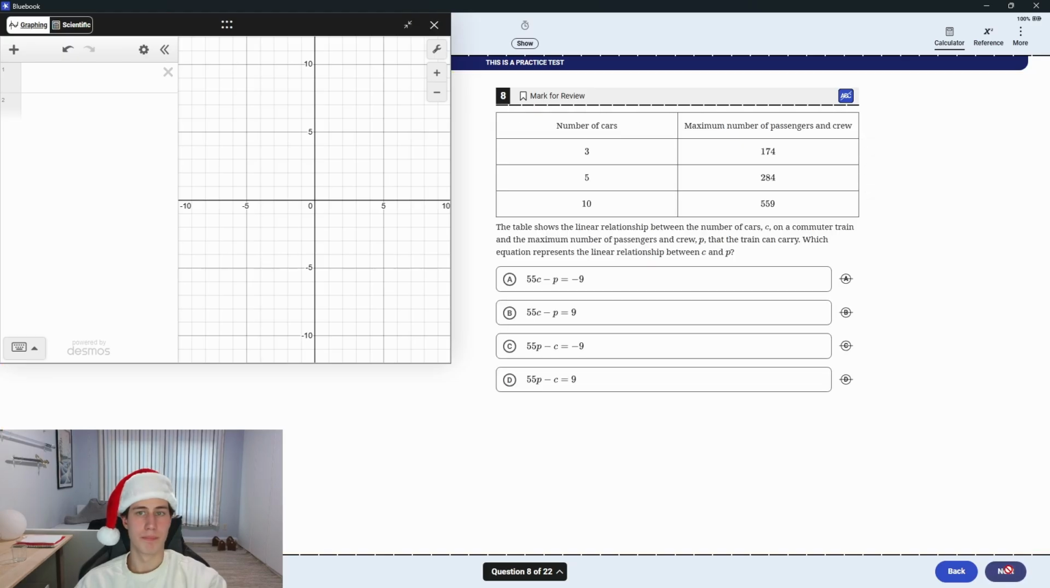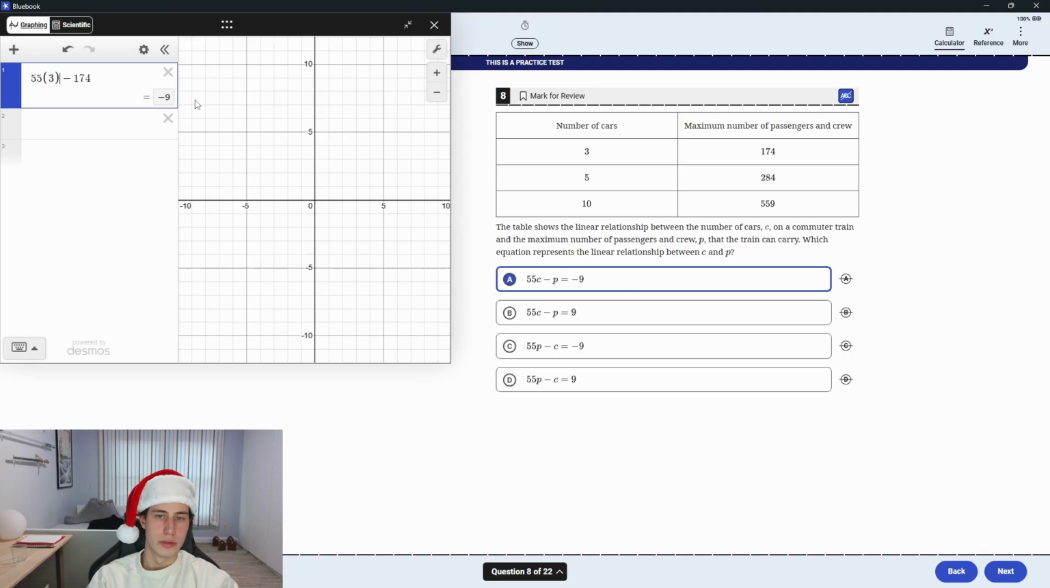Alright, next question. So number 8. The table shows the linear relationship between the number of cars and the maximum number of passengers that the train can carry, which represents this. So let's just plug in our points. 55 times 3, so we'll try the first equation. 55c minus p equals negative 9. So 55 times 3 minus 174 equals negative 9. So that's correct, which is our answer choice. Perfect. So if we were to do that for choice B, that equals 9, which is just not correct.